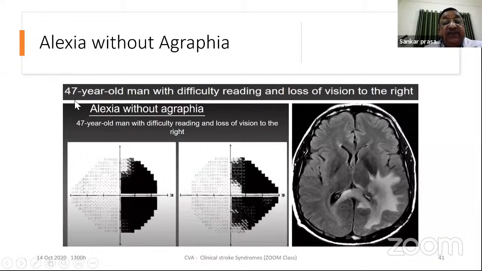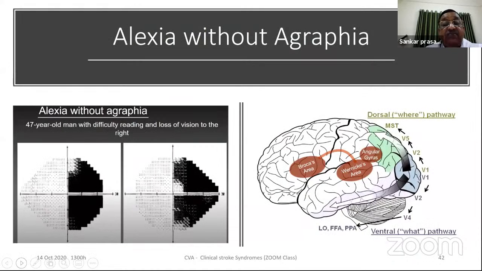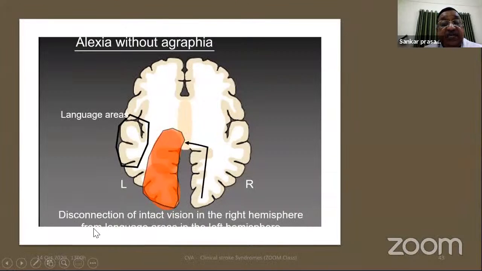So the 47-year-old man with difficulty reading and loss of vision to the right. Here you see what is called alexia without agraphia. That means he can write, but he cannot read. Why can he not read? Because the information is not getting transmitted to the dominant hemisphere. As you can see here, there is a disconnection of intact vision in the right hemisphere from the language areas in the left hemisphere. So you develop alexia without agraphia.